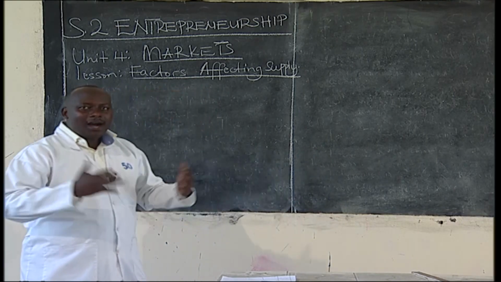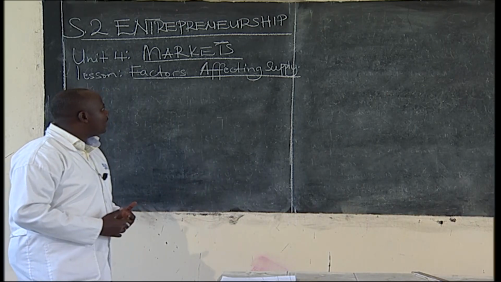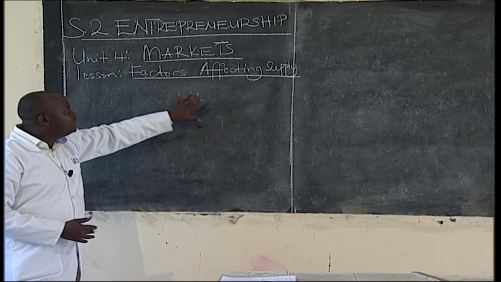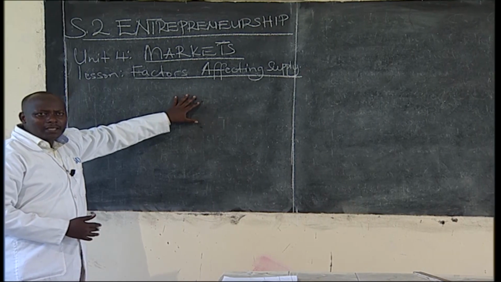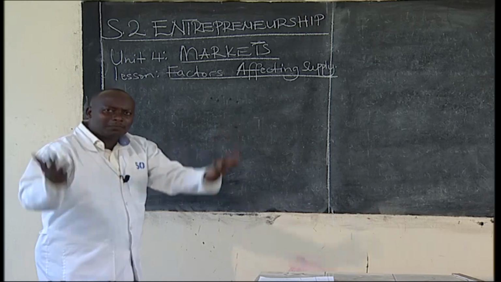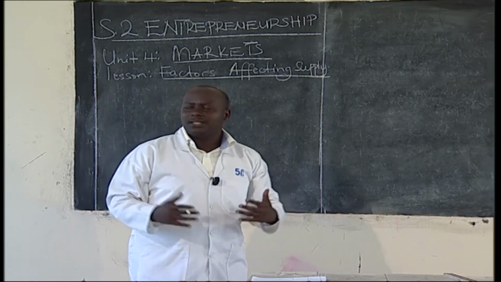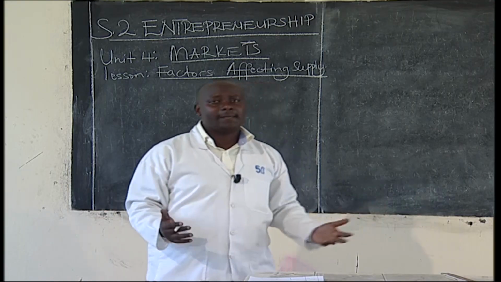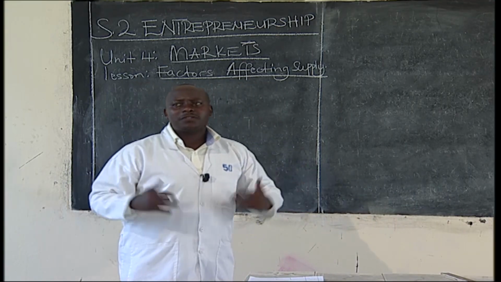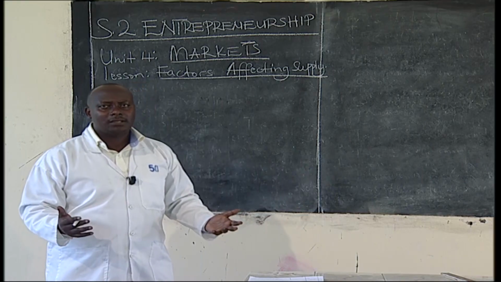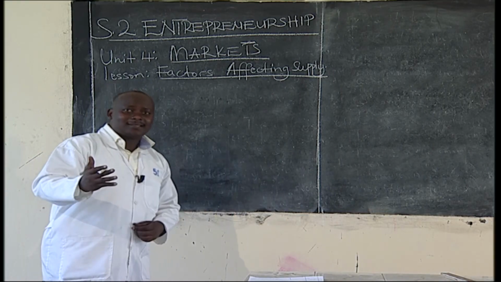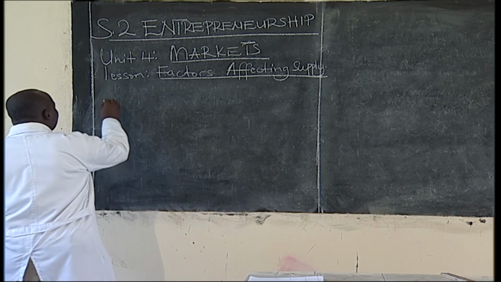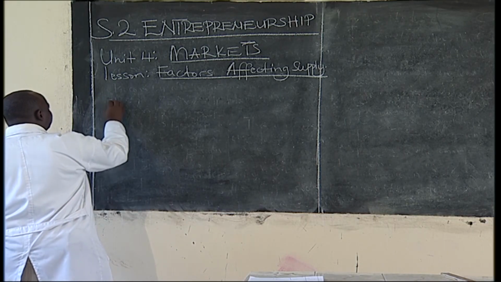Now, we have several factors. There are several factors that affect supply. What leads to high supply of commodities or what leads to low supply of commodities? We have several factors that can affect supply. And what could be those factors? Now, one of the factors that affect supply is what we call the price of the commodity.